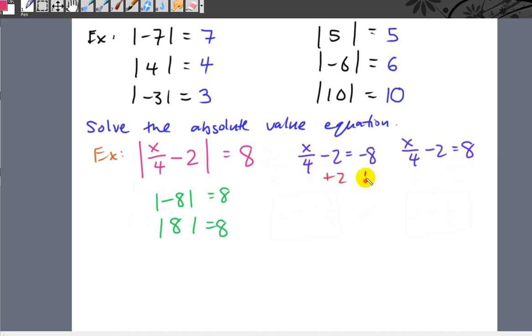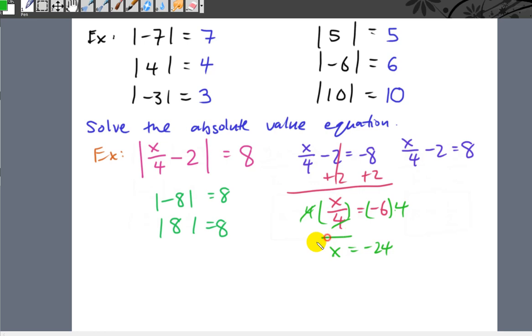So first what I see is we can add 2 to both sides. So we get x over 4 equals negative 8 plus 2, which is negative 6. Then we can get rid of the 4 in the denominator. By doing so, we can multiply both sides by 4. Right? And then the 4's cancel here, and we get x equals negative 6 times 4, which is negative 24.